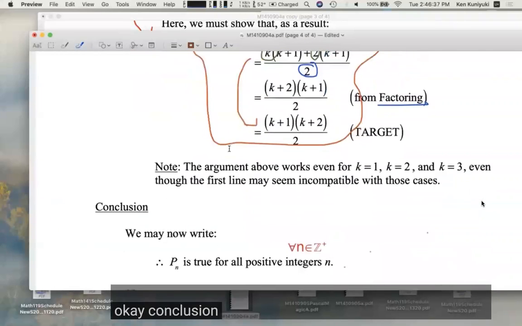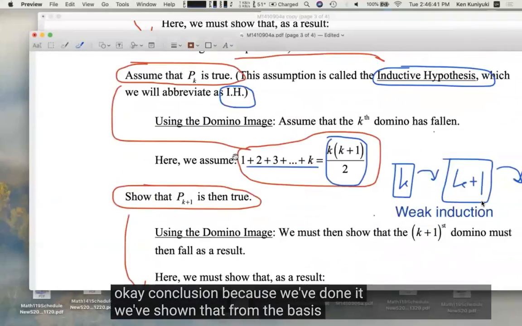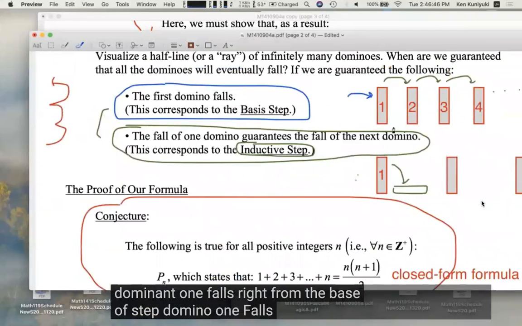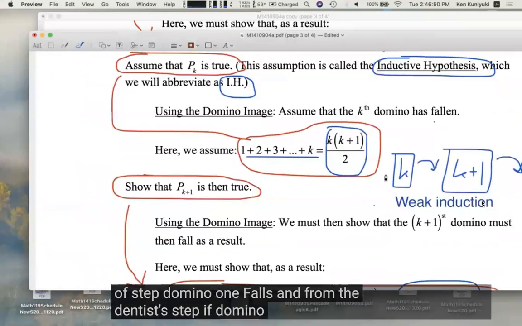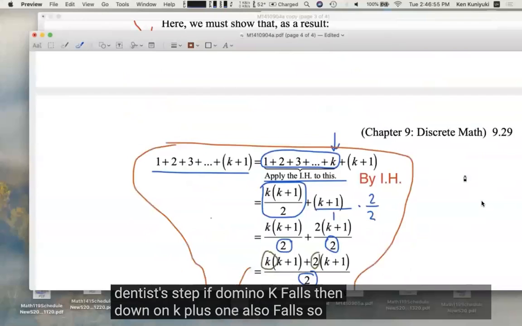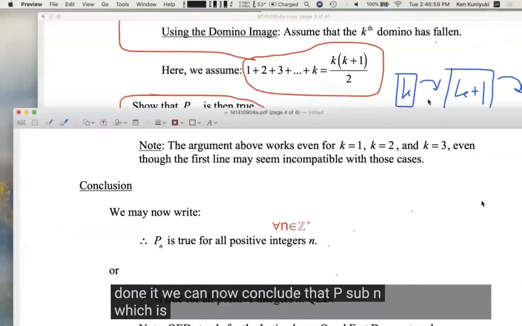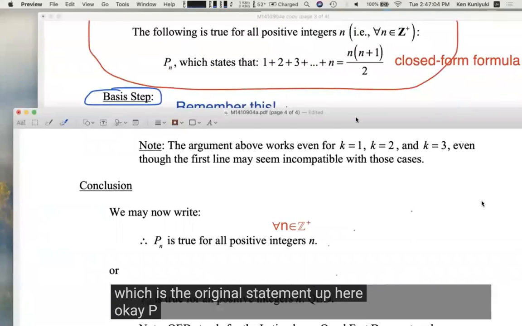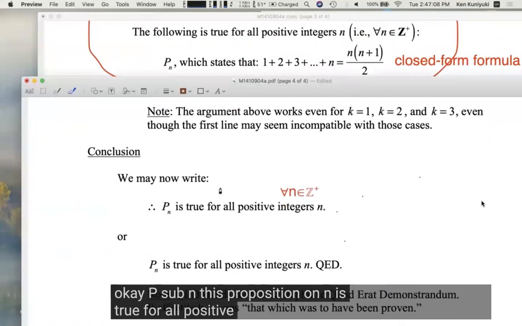Okay. Conclusion. Because we've done it. We've shown that from the basis step, domino 1 falls, right? From the basis step, domino 1 falls. And from the inductive step, if domino k falls, then domino k plus 1 also falls. So we've done it. We can now conclude that P sub n, which is the original statement up here, okay, P sub n, this proposition on n, is true for all positive integers n.